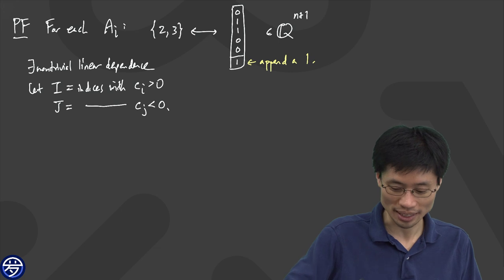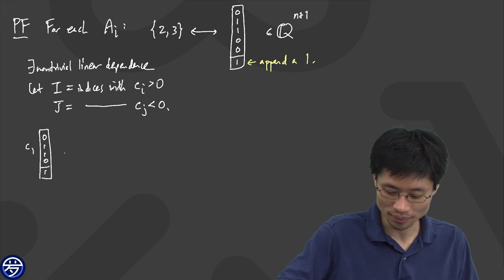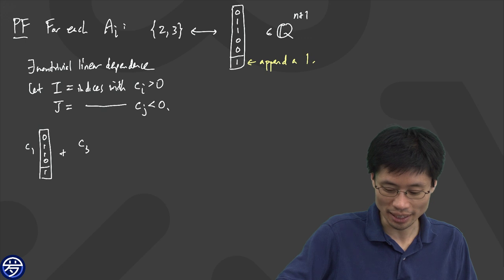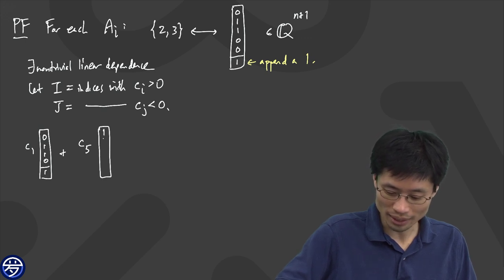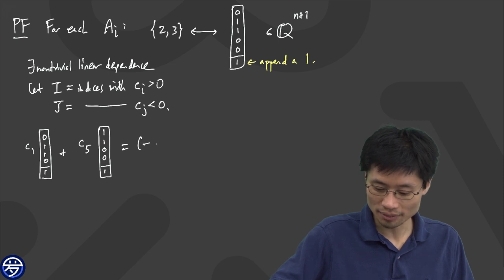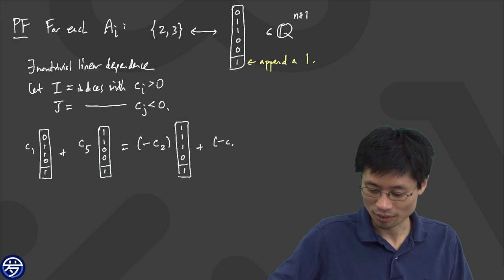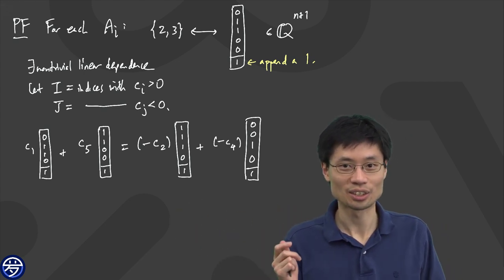So this thing has some positive stuff. Maybe it's like the C1 times, at this point, I have to remember that on the bottom, there's an extra 1. And maybe let's write this thing as 0, 1, 1, 0, plus, let's just do something simple this time, C5 times 1, 1, 0, 0, draw the bar and put a 1, equals negative C2 times, split off a 1 over there, and here I guess I'll have a 1, 1, 1, 0, plus negative C4 times, split off a 1, 0, 0, 1, 0, something like this. So I made this thing up. I was trying to be as consistent as I could. I hope this will work.